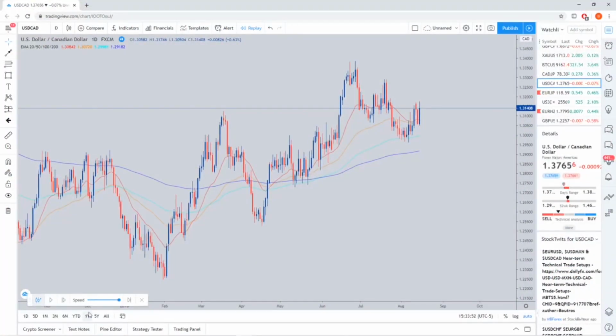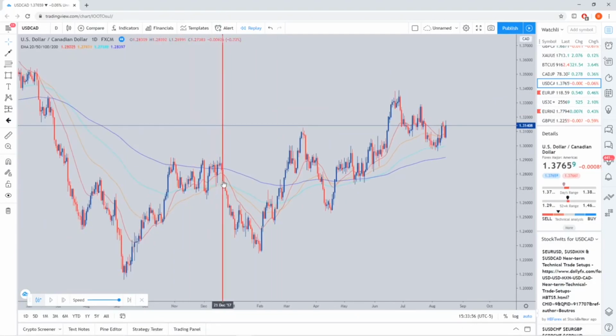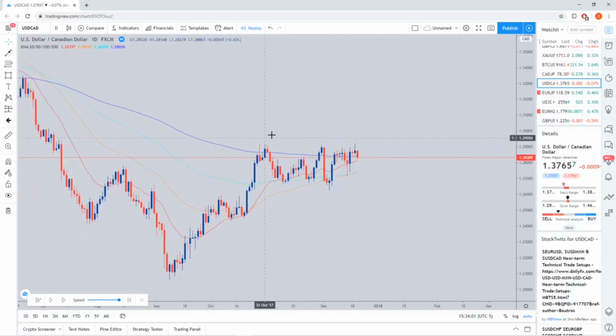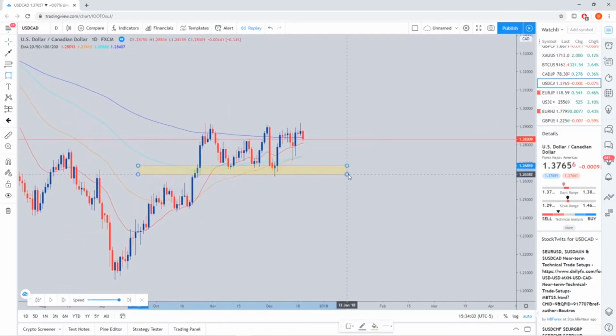Alright guys, we're going to be looking at USD CAD for the first trade example here. So let's go back here and let's just rewind. I didn't really pay attention to what was going on there. And we're going to see how we can capitalize on what the market is giving us.